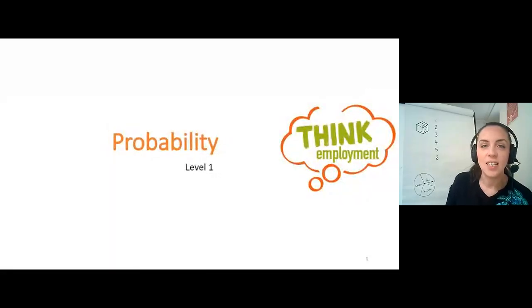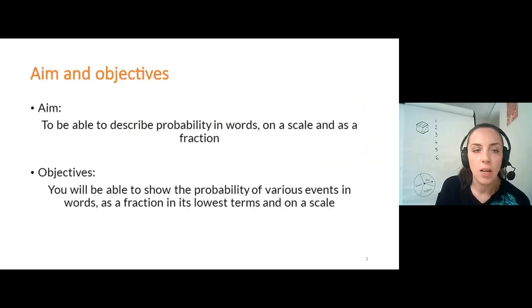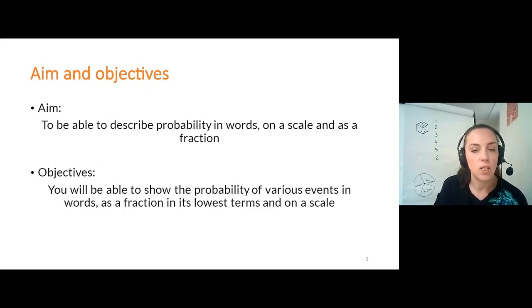So in today's tutorial, we're covering probability at level 1. In this tutorial, the aim is to be able to describe probability in words, on a scale, and as a fraction. And your objective is to be able to show the probability of various events in words, as a fraction in its lowest terms, and on a scale.